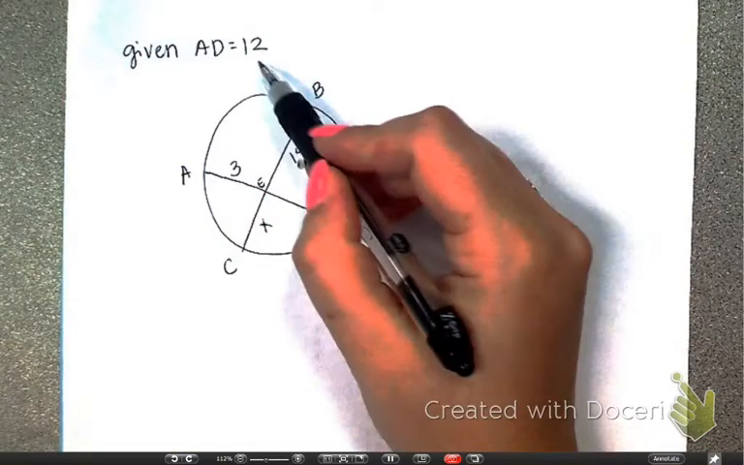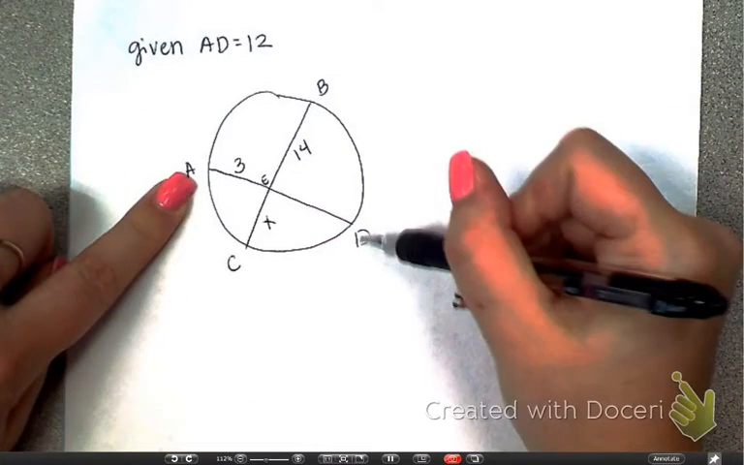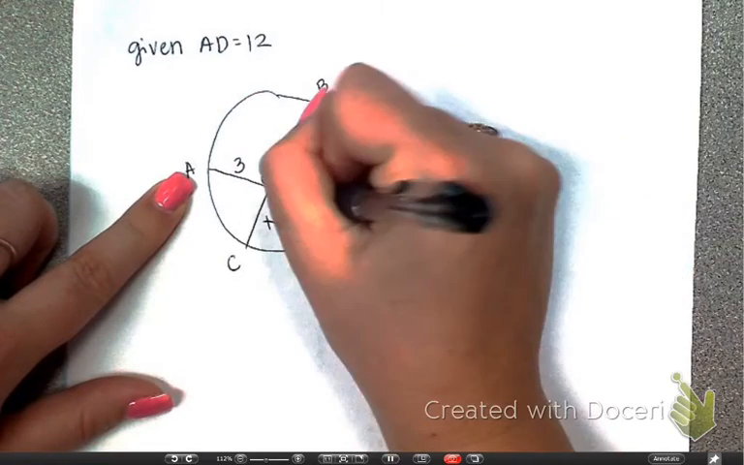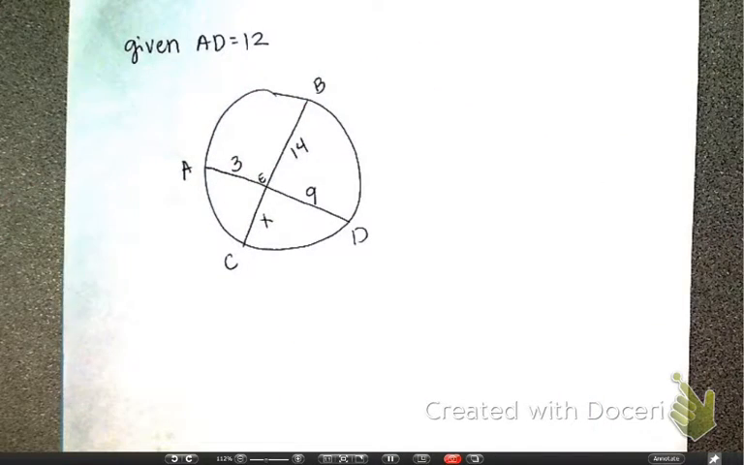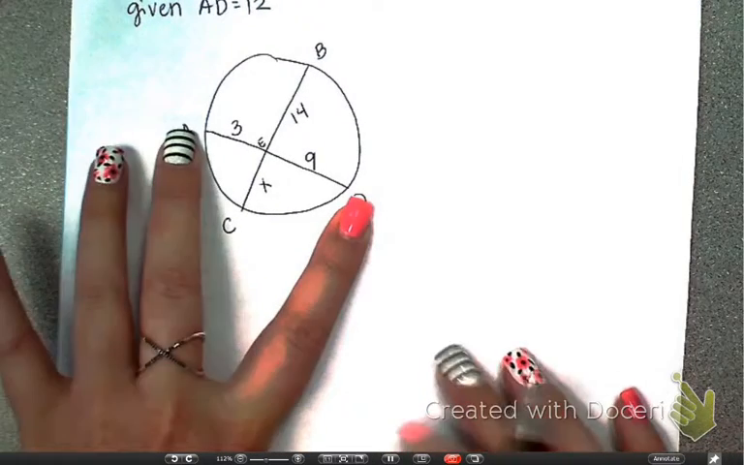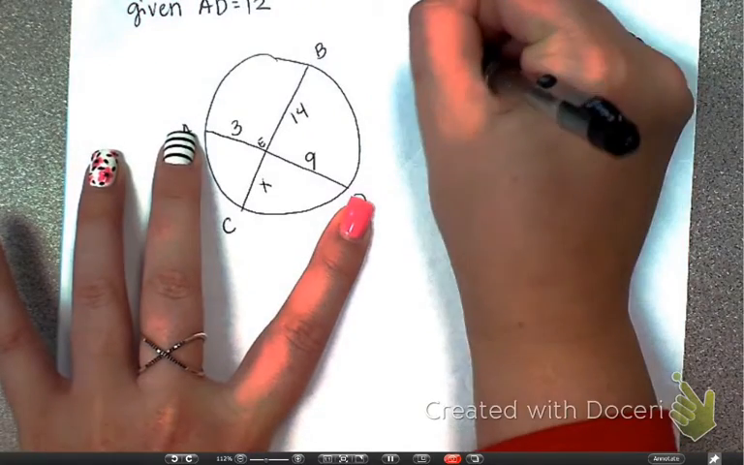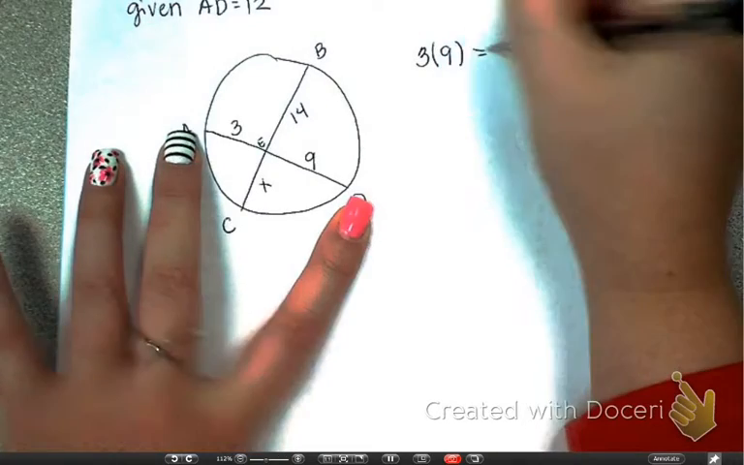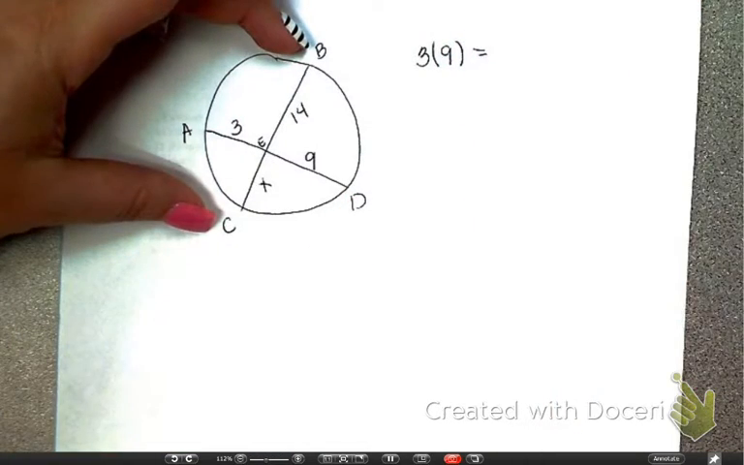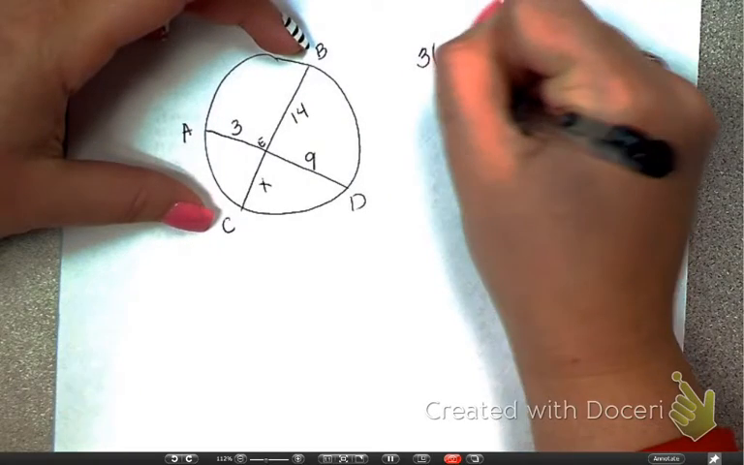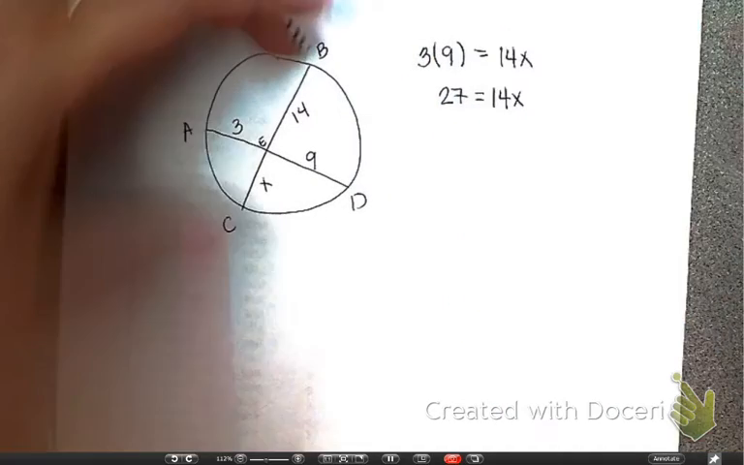So the whole piece of AD is 12. I know AE is 3, so 12 minus 3 is 9. Okay, now I have all my pieces. Now I can set up my equation. So if I look at AD, it's going to be 3 times 9 equals 14x. 3 times 9 is 27 over 14x.